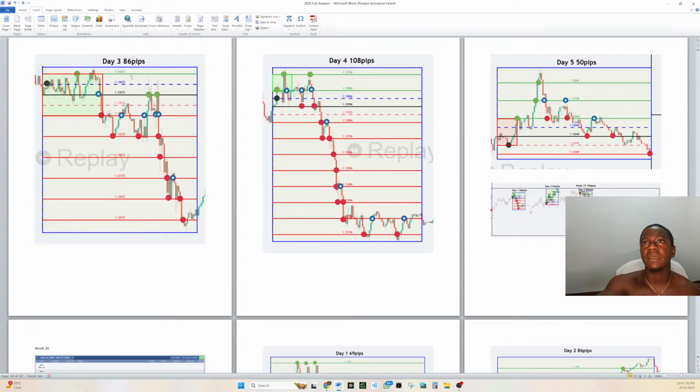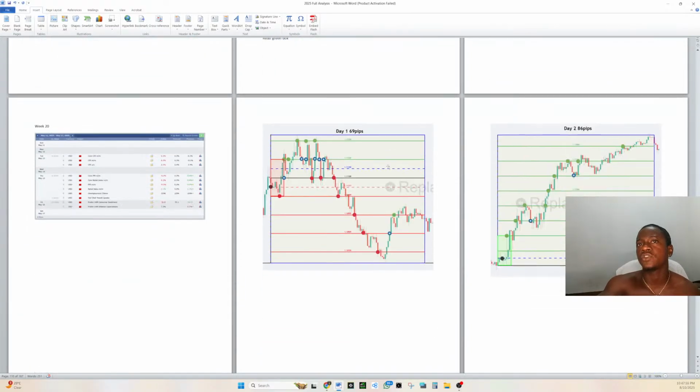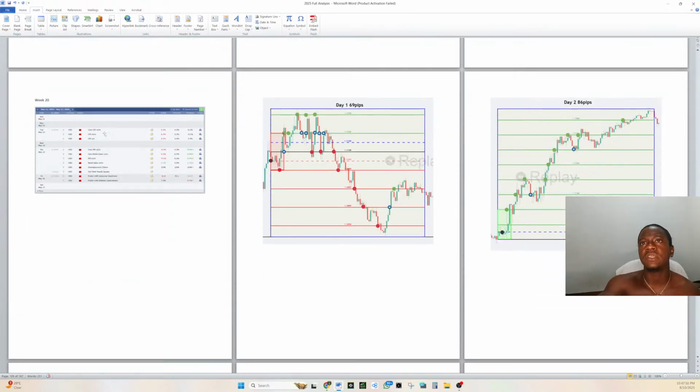Whipsaw. Day 4 is going to be redo green box. 1-to-1, and then a continuation reversal. Sell stop ends up being a losing trade. Small continuation reversal. Week 20 is going to be CPI, PPI, similar to what we're going to expect next week.